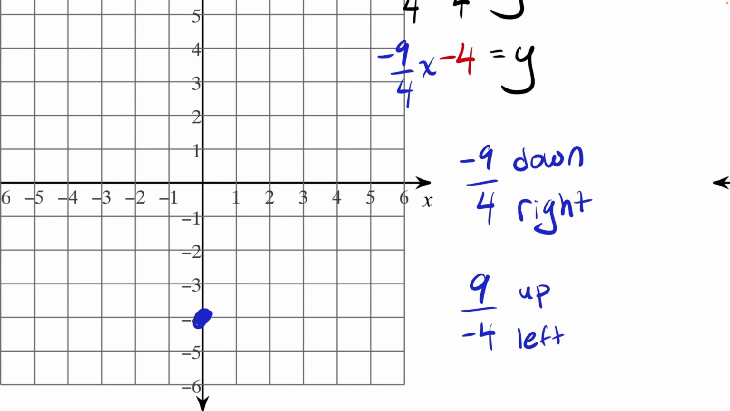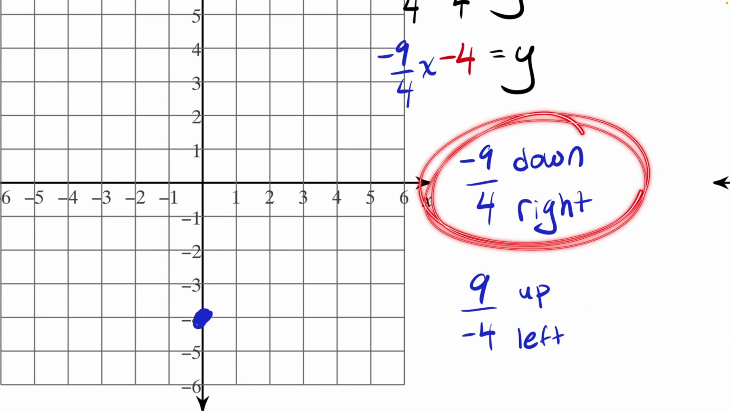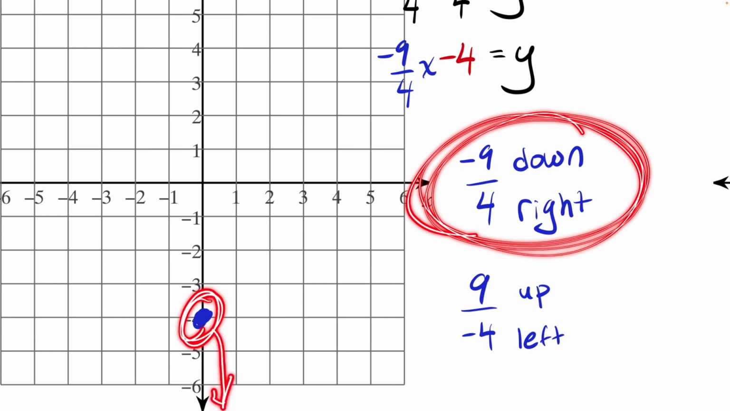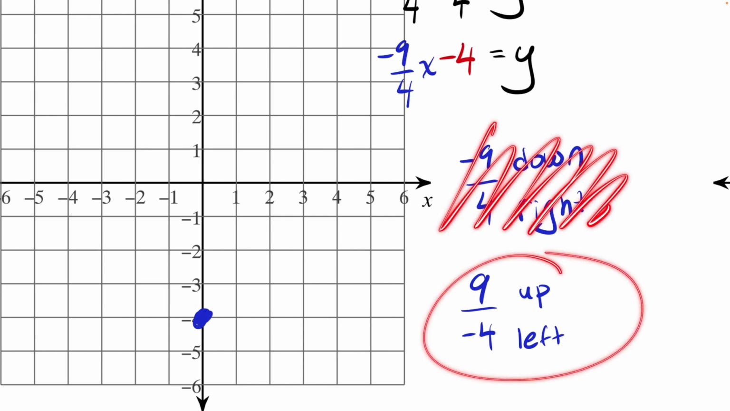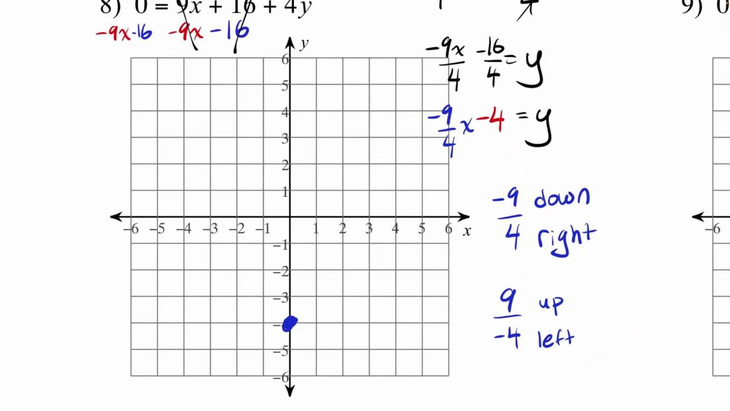All right, you can clearly see that this one is not going to help us because I can't go 9 down from my y-intercept because I'm going to be off my graph. So you can kind of scribble that one out. That didn't help, but this one will. I can go 9 up, 4 left. So let's go ahead and count up.